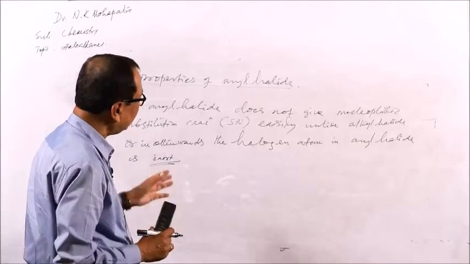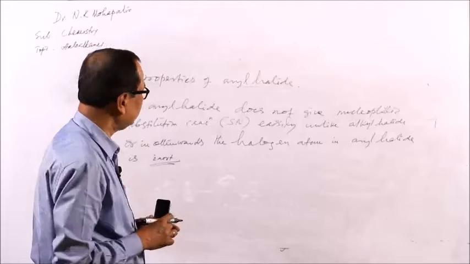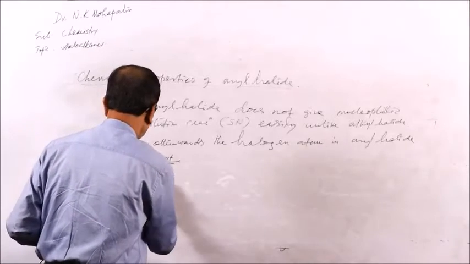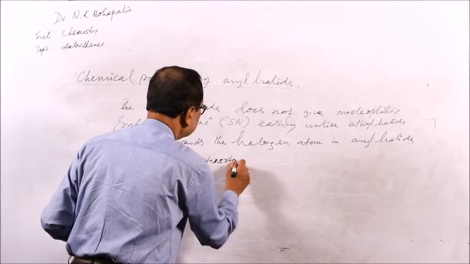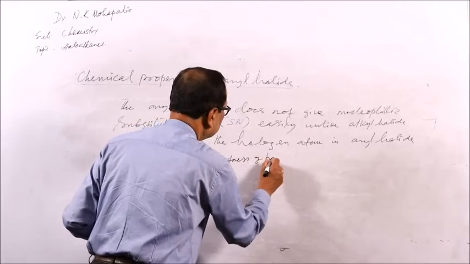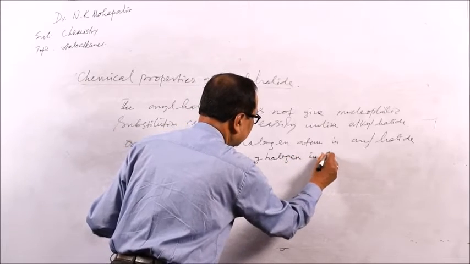That means the halogen atom is not easily replaced. That is otherwise called inertness of halogen in aryl halide.